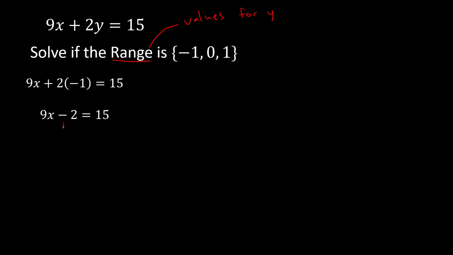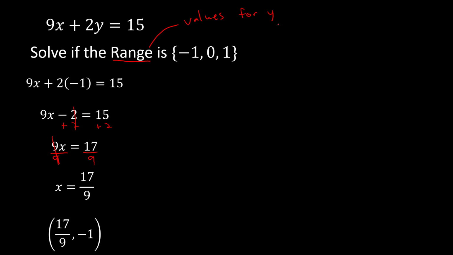So we can add 2 to both sides. We have 9x equals 15 plus 2, which is 17. And then solve for x by dividing both sides by 9. And that gives me x equals 17 over 9. So my solution would be x is 17 over 9, and our y value is negative 1. So this would be your ordered pair, 17 ninths, comma, negative 1. And once again, we could write 17 over 9 as a decimal if we prefer.